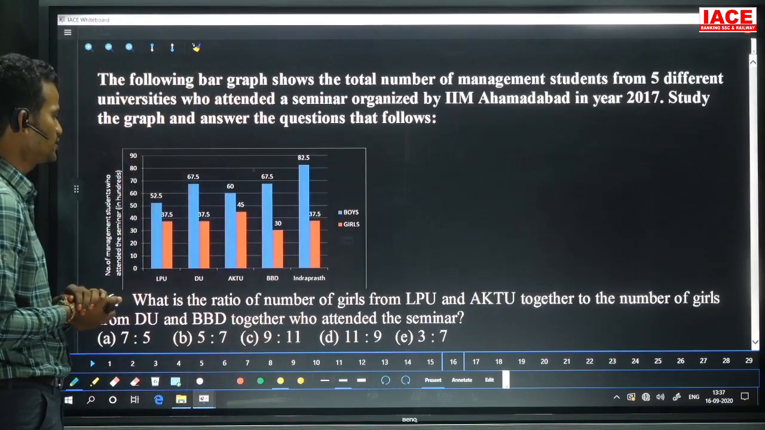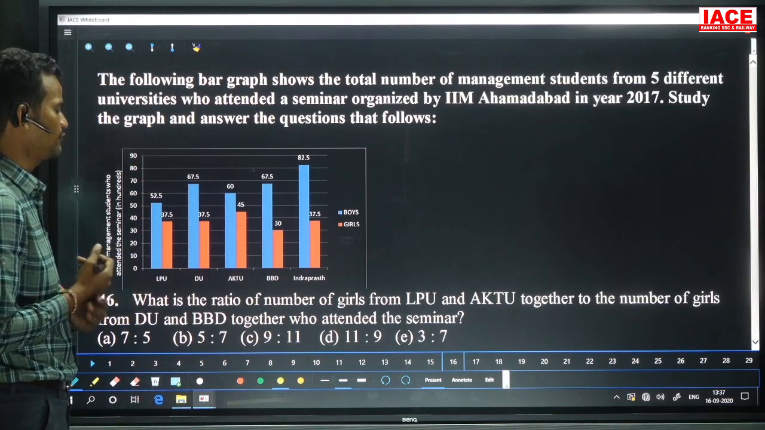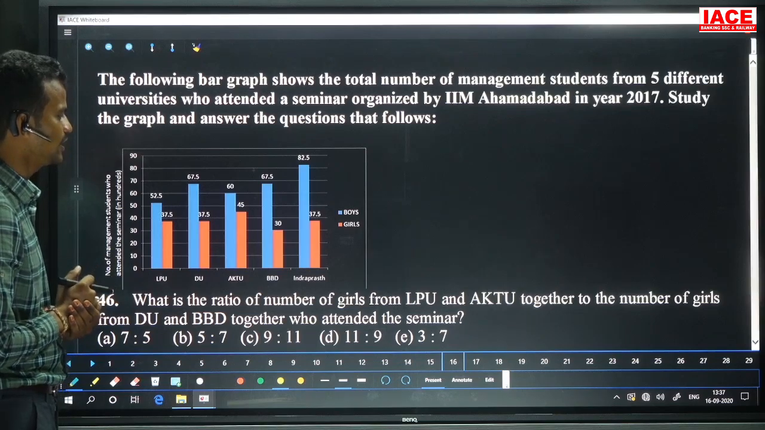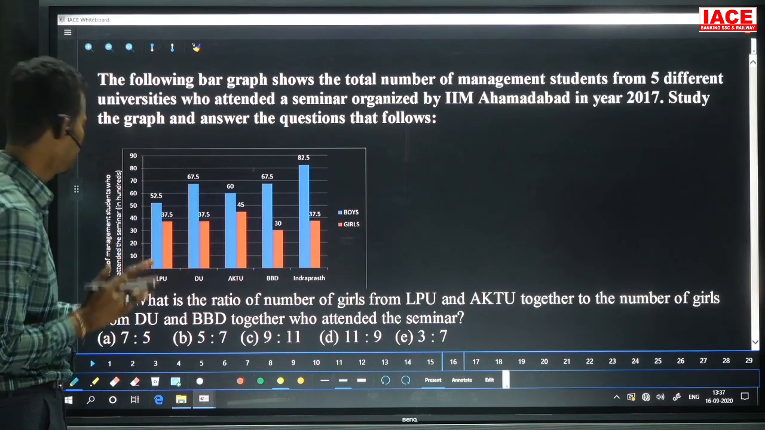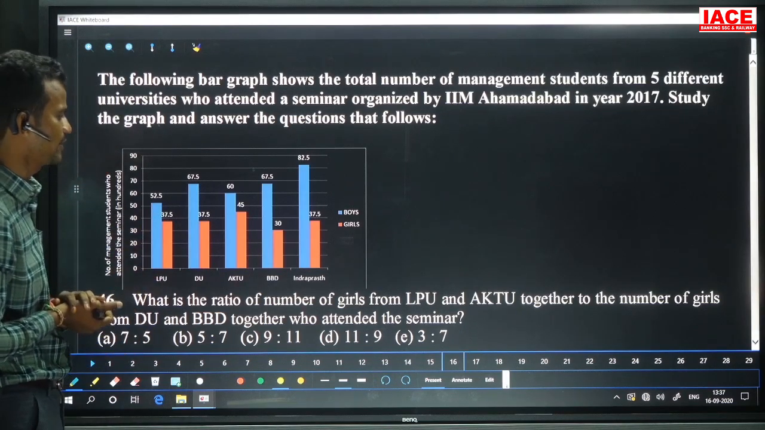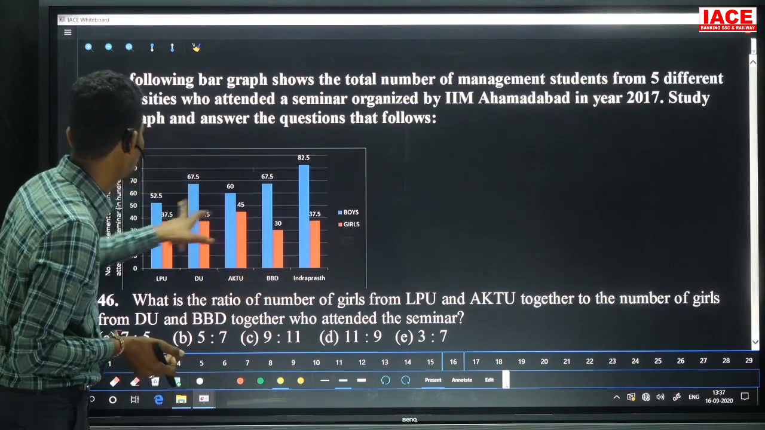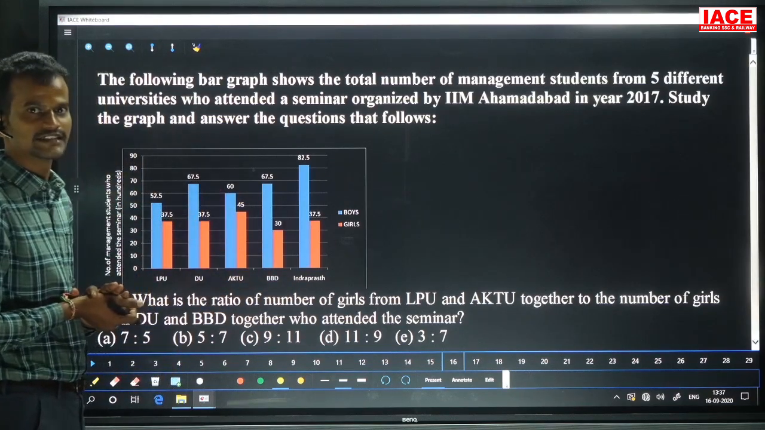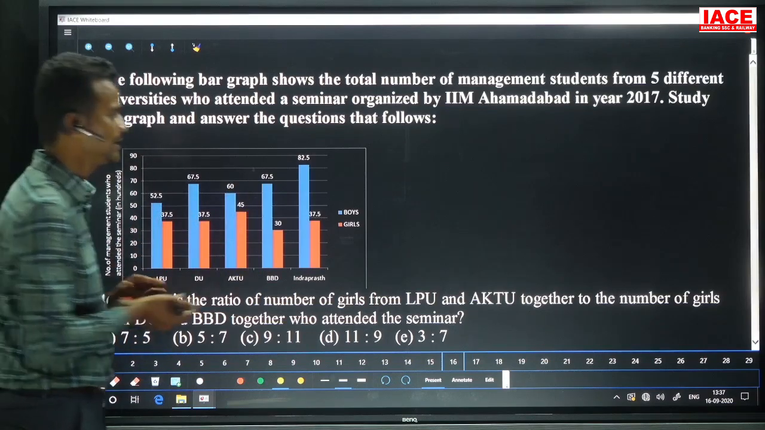What is the next question given? What is the ratio of number of girls from LPU and AKTU? Girls LPU. Girls LPU how much, sir? 37.5 and AKTU 45. 37.5 plus 40, 77.5 plus 5, 82.5.